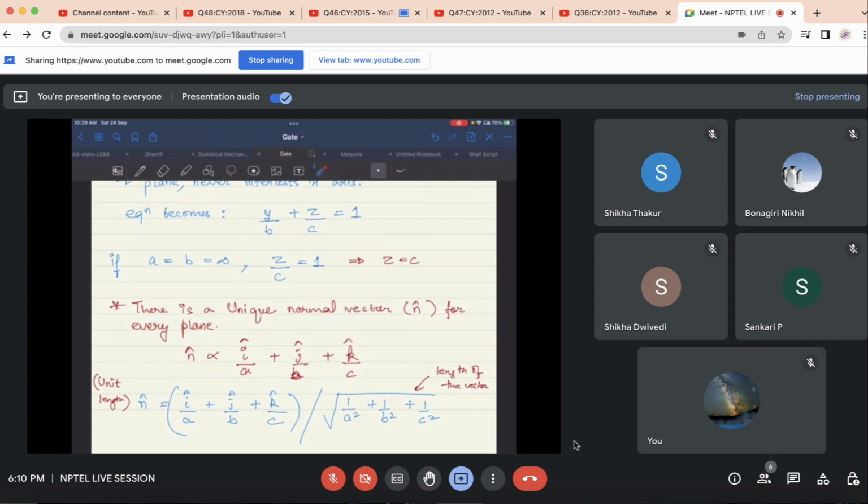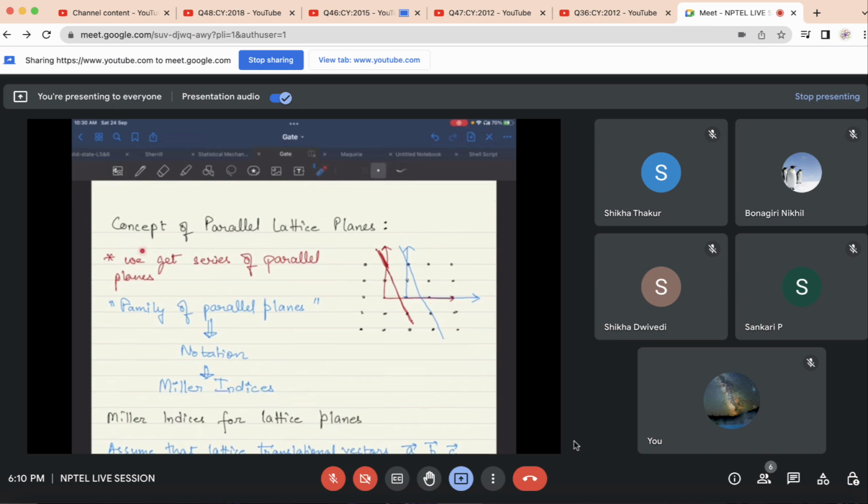Now the unit length: when we remove this proportionality and find the unit length, the whole equation of the normal vector gets divided by the length of the vector. So this is how we find the unit length. The equation of the normal vector will be divided by the square root of 1 upon a square plus 1 upon b square plus 1 upon c square.